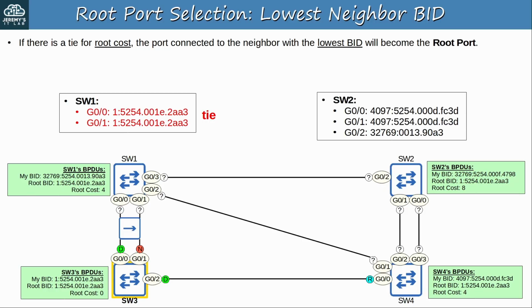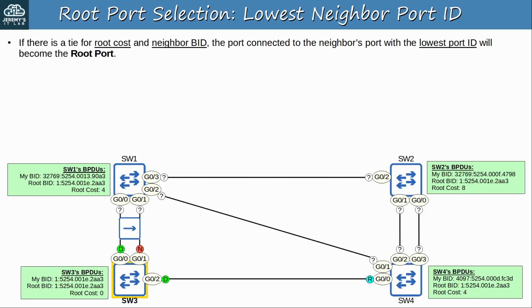How about switch 2? Its G0/0 and G0/1 ports are connected to switch 4, and G0/2 to switch 1. Switch 4 has a lower bridge ID than switch 1, so G0/2 is out. That means G0/0 and G0/1 remain, both tied. So, like switch 1, switch 2 can't select a root port yet either. It has to proceed to the next tiebreaker.